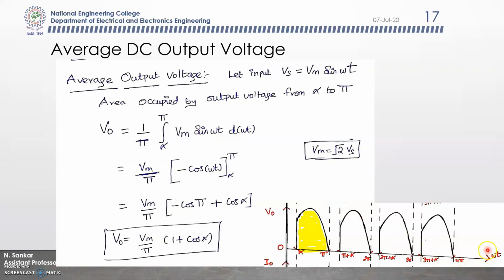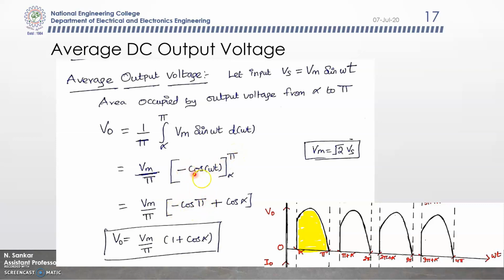Here the x-axis is not only with respect to time, it is with respect to omega t. So we are integrating with respect to omega t. If you integrate sin omega t, it will be equal to minus cos omega t. That is nothing but integration of sin is equal to minus cos. So minus cos omega t. Here the lower limit is alpha, the upper limit is pi. Just substitute the limit. So minus cos pi.